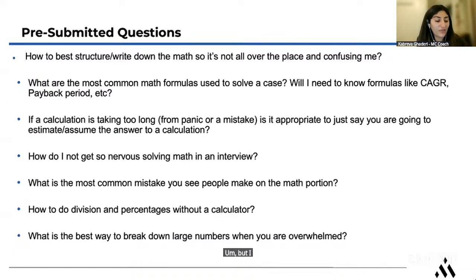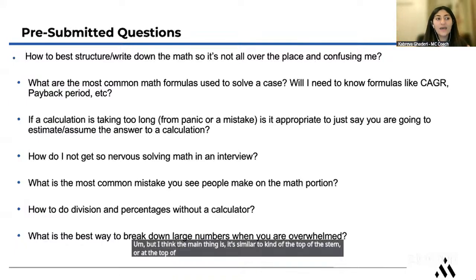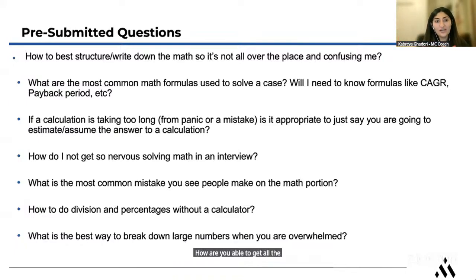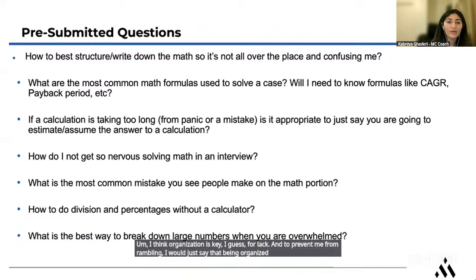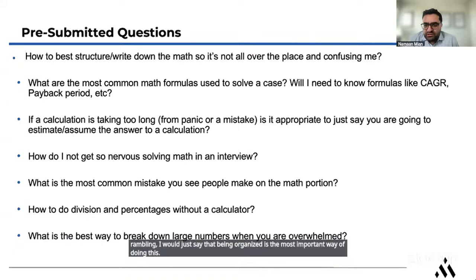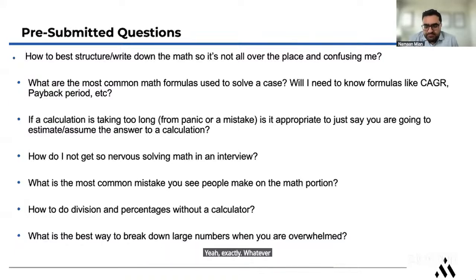But I think the main thing is it's similar to the top of a case when you get the stem: how are you able to get all the information in a neat place? I think organization is key, and to prevent me from rambling, I would just say being organized is the most important way of doing this, whatever that looks like for you. Yeah, exactly. Whatever makes sense for you.